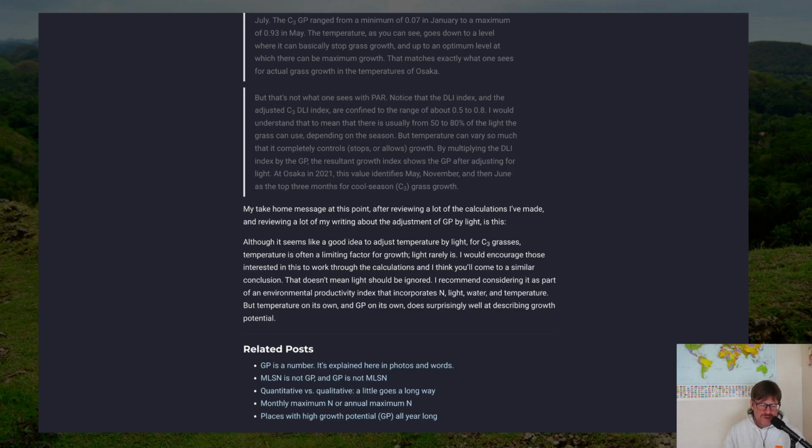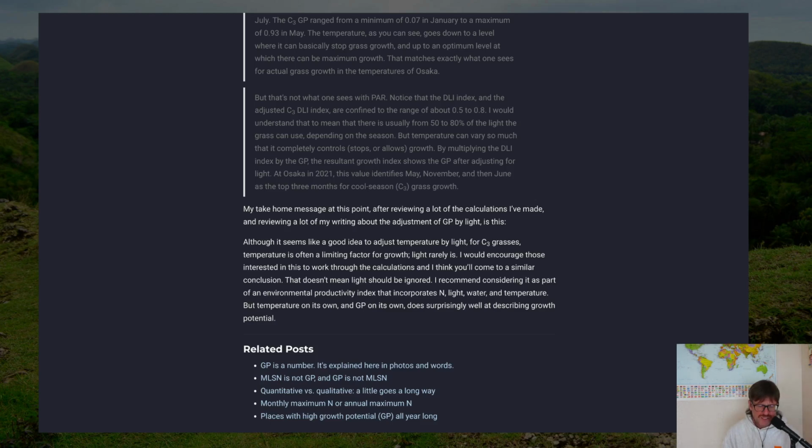So then going back to the blog post, I said, my take-home message at this point, after reviewing a lot of the calculations I've made and a lot of my writing about the adjustment of GP by light, is this: although it seems like a good idea to adjust temperature by light, for C3 grasses, temperature is often a limiting factor for growth. Light rarely is. I would encourage those interested in this to work through the calculations, and I think you'll come to a similar conclusion. That doesn't mean light should be ignored.